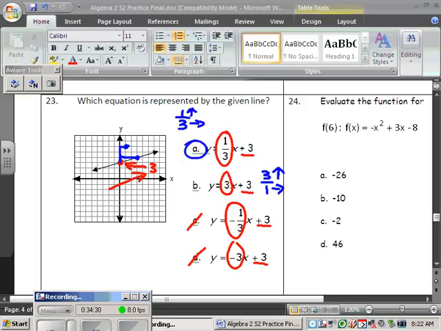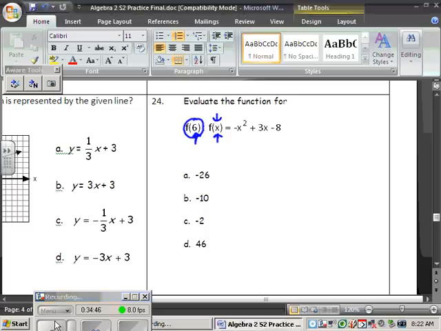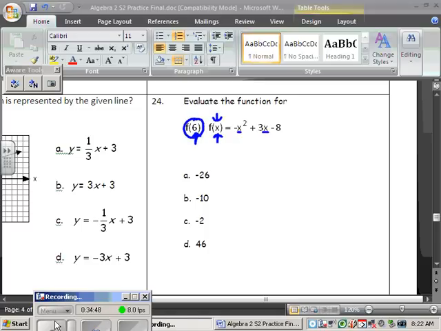Okay, and then the last one, number 24. Number 24 says to evaluate the function. So evaluate means you take whatever this tells you, whatever number's in parentheses, is the x. Now you don't plug it in here. Where you plug it in is here and here. Okay, so it's just telling you this information right here is just telling you that the x is 6, so you're going to replace the x with 6. Now the biggest mistake made in this problem is with this negative sign, because people want to attach that negative sign to the 6 that they plug in.